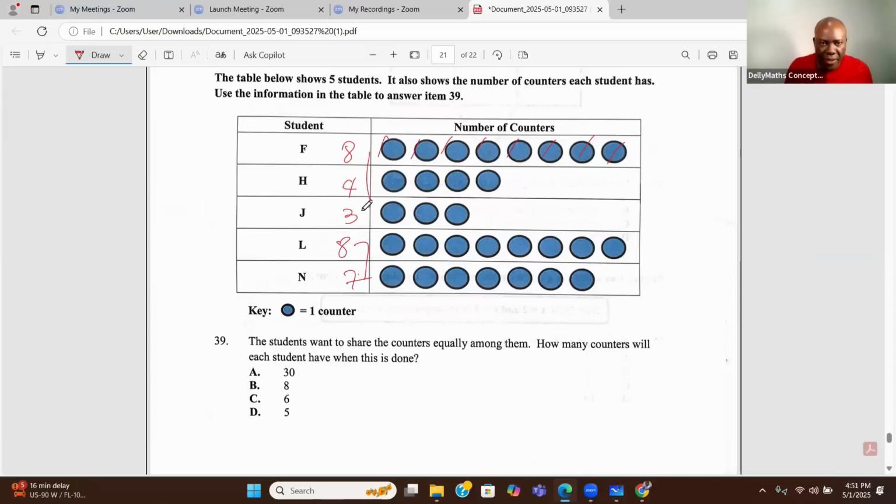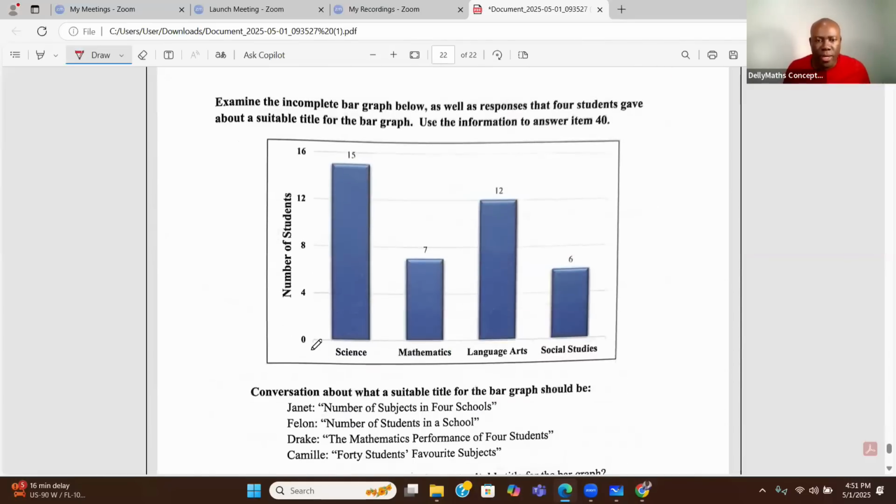15 and 15 is 30. So this is 30 that we have. How many persons? 1, 2, 3, 4, 5. We're going to divide 30 by 5. We're going to get 6. Everybody needs to get 6 equally if we're going to do it like that. Let's go to our last question.